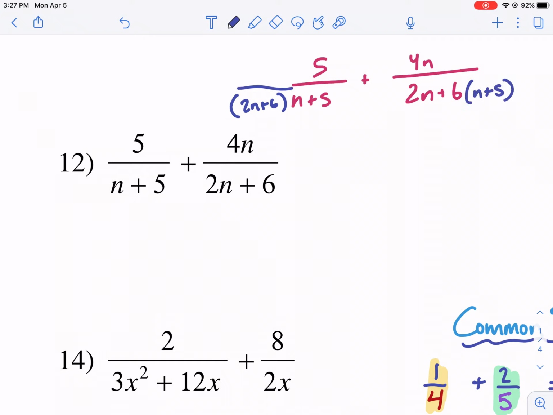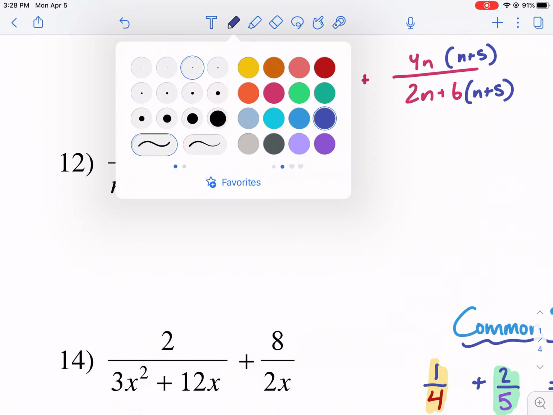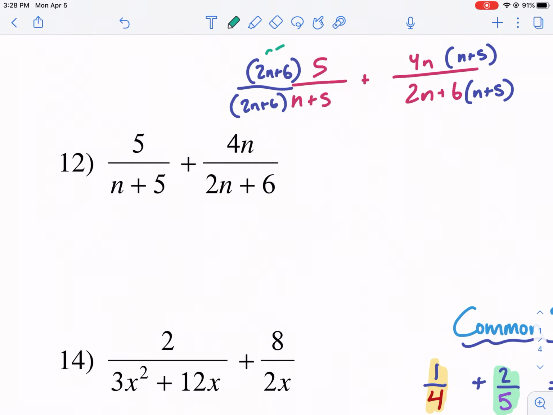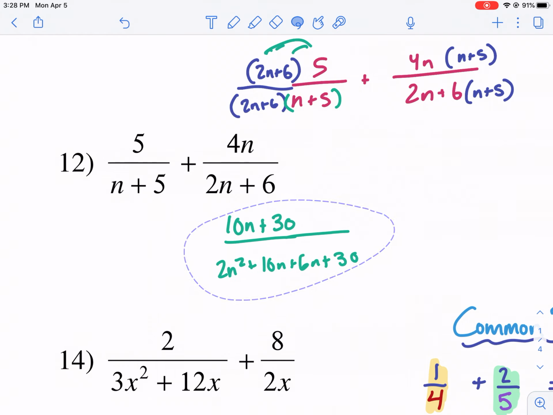Now what you multiply by the bottom, you also have to multiply to the top. So I need to have this 2n plus 6 multiplied to the top, and this n plus 5 multiplied by the top on that side. It's advisable to first do the distribution. So let's distribute here. So we get 10n plus 30 over, and then we have a multiplication of binomials. So we'd get 2n squared plus 10n plus 6n plus 30 for this guy on the left. Okay, so that's my left one.